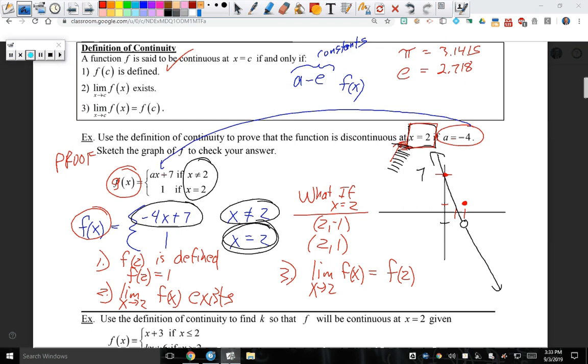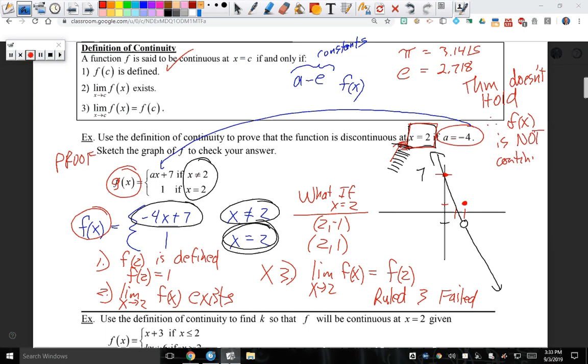Okay? Rule 3, true or false? False, right? So you'll say, because rule 3 failed, therefore theorem doesn't hold, therefore f of x is not continuous at x equals 2. Questions?